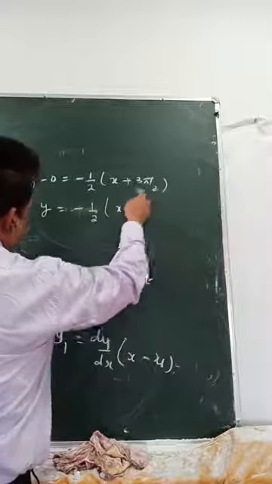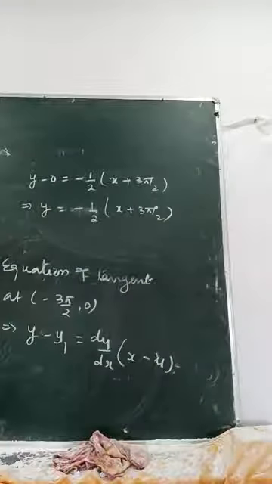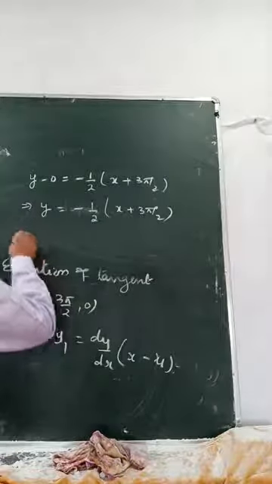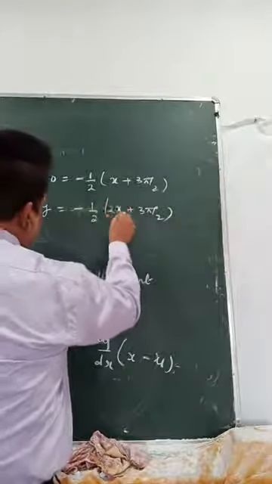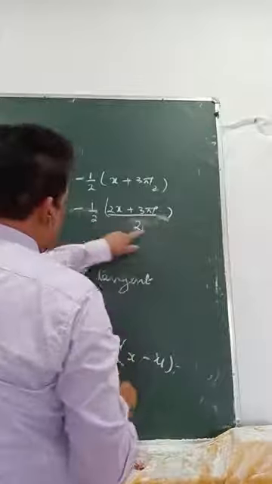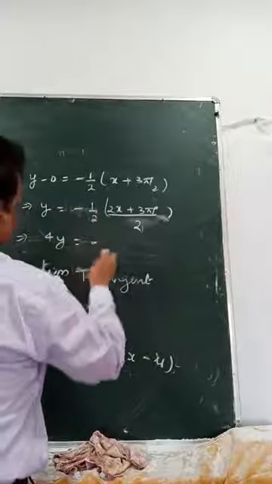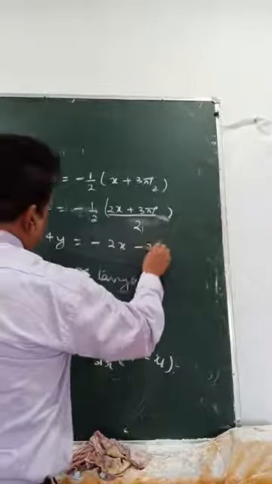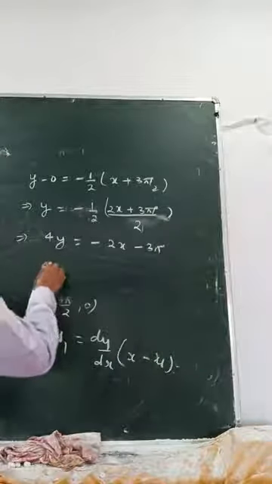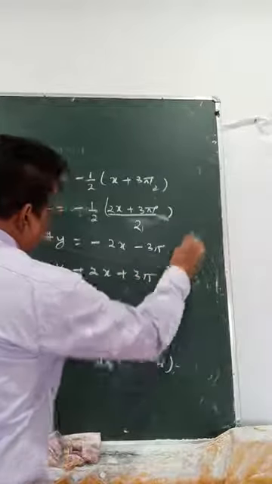You can keep it, doesn't matter. Or if you want to simplify this, then you have to write in the pi form. LCM is what? This is 2x by 2, 2 to the 4. So 4y equals minus 2x minus 3 pi. Or you can write 4y plus 2x plus 3 pi equals 0.